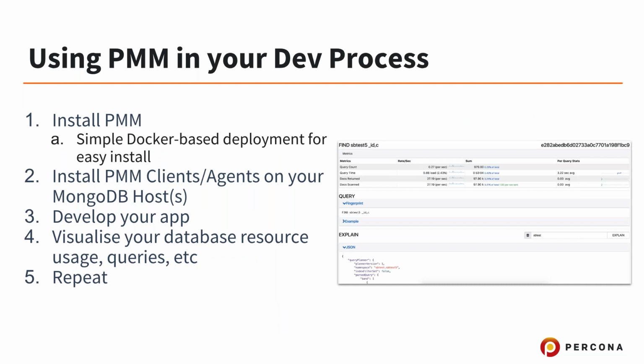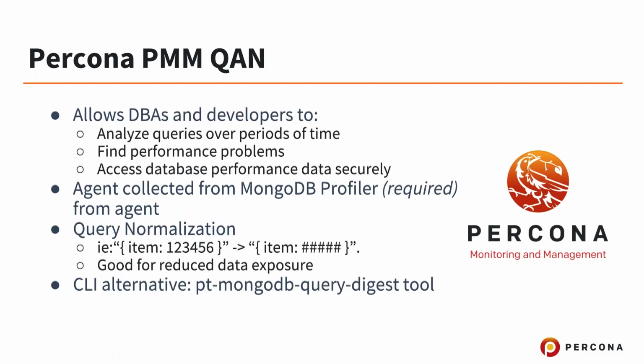Using PMM in your dev process should be pretty easy. Just find somewhere to run it, maybe even your laptop, Docker-based deployment, so you don't really have to do much. Install an agent on a database, MongoDB here, develop your app, go look at the website, go look at QAN, and repeat. And hopefully move that to production because it's a nice tool to have there too. But at least here you'll be able to see as a developer, without having to run all the explain queries and find queries on your profiler data, nice and quick how things look.